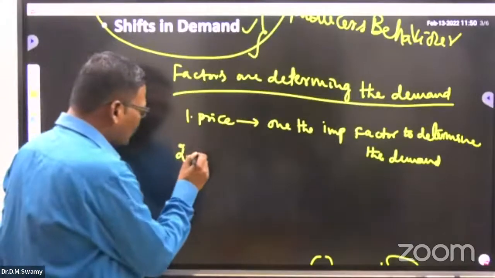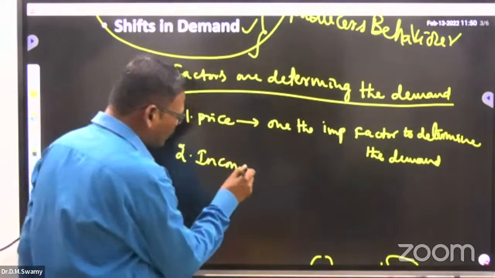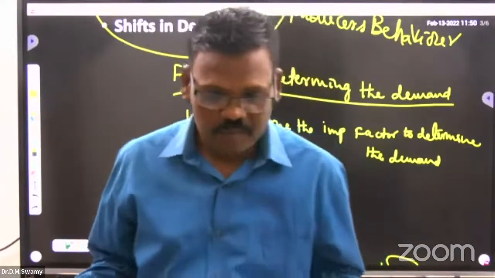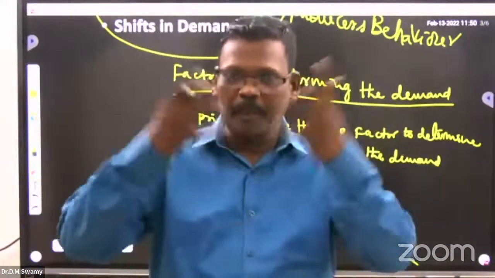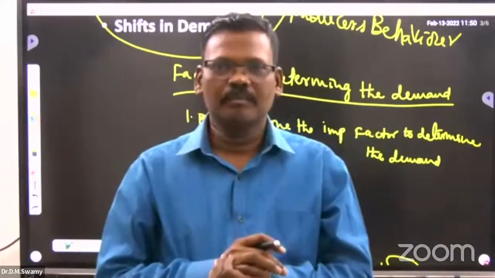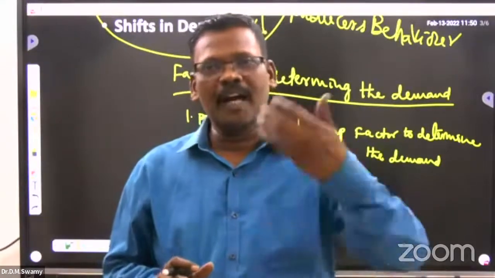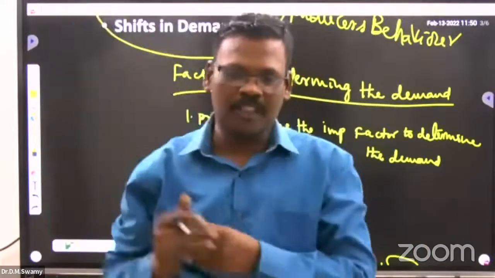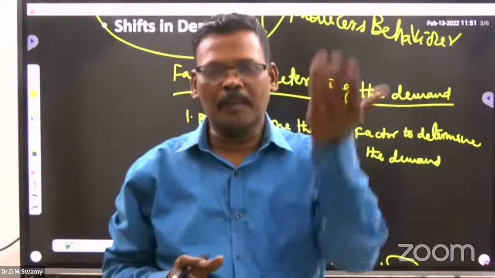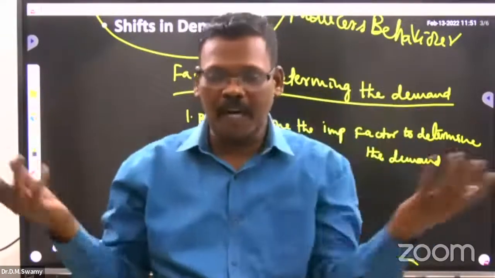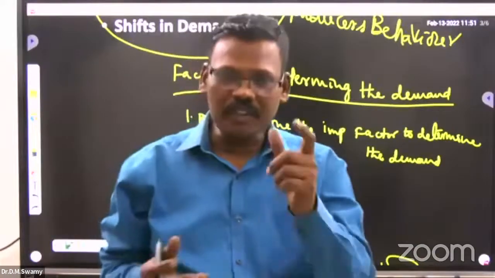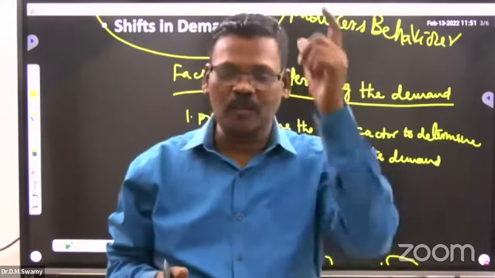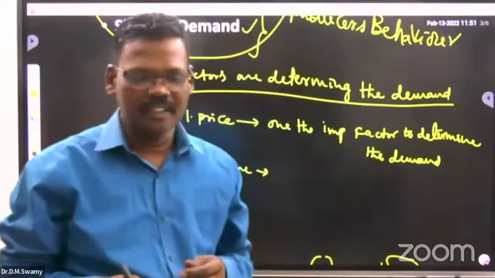The second one is the income of the consumer. Without income, people may not purchase. Whenever the people have more income, they can purchase more commodities. If there is no income, the people may not purchase the commodities. That's why the income of the consumer is one of the most important factors to determine the demand.